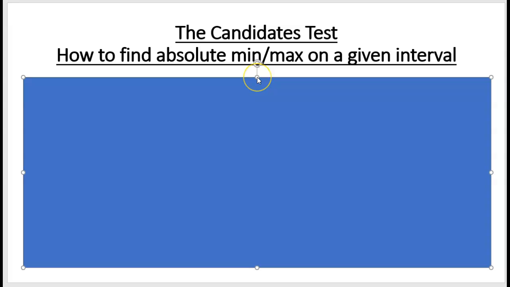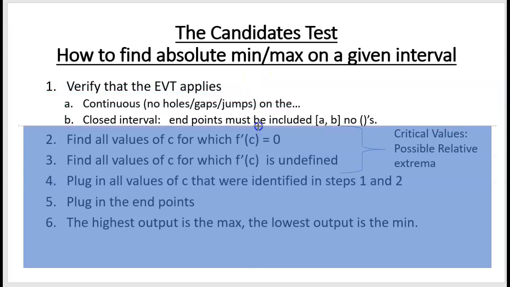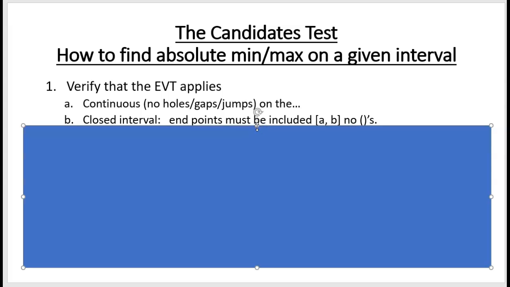So we need to know how to find our candidates. First of all, we want to make sure that the extreme value theorem actually even applies to our function. Remember, the extreme value theorem guarantees us that there is an absolute min and an absolute max. We don't want to be looking for something that doesn't exist. So the first thing we want to do is make sure that this function actually has a min and max by making sure it satisfies the requirements for the extreme value theorem.